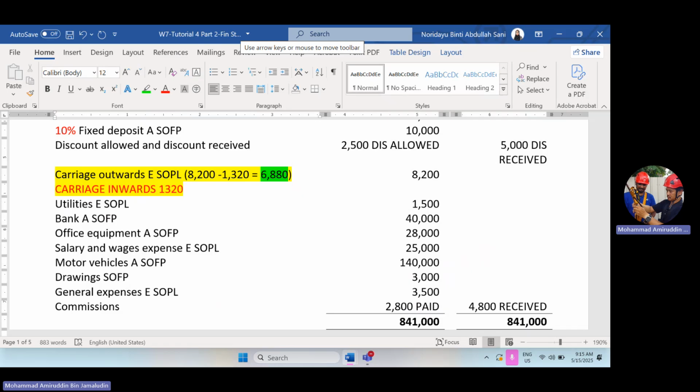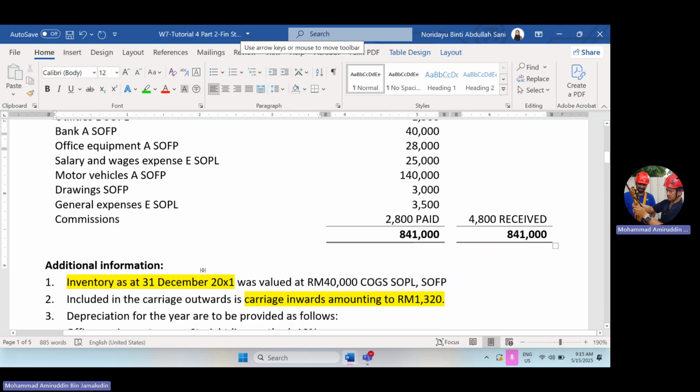We send it to carriage inwards. Carriage inwards, where is it located? Transportation cost to bring back your goods from the suppliers, stores, or factory. So COGS, SOPL. Carriage outwards, expenses, deliver goods to customer.